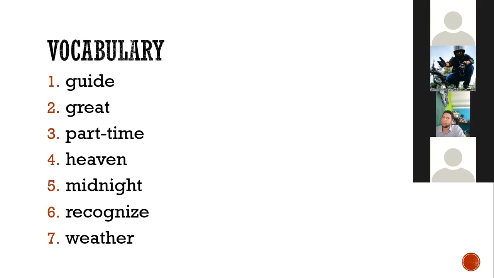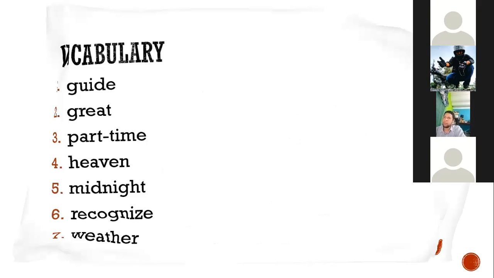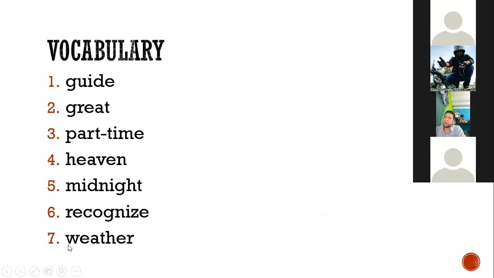Whether it's hot, it's cold. Correct. It's cold. It's raining. We have a hurricane. Eta, Iota, Alpha, Beta. Okay, a hurricane, right? So that's the weather. Sunny, foggy, rainy, windy, snowy. The weather, right? The climate. Okay. Good.